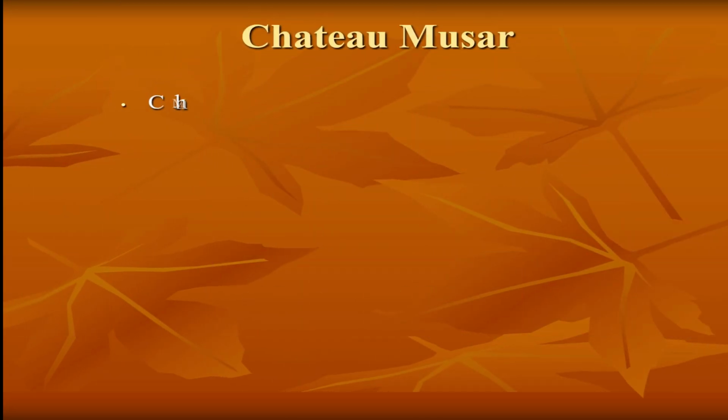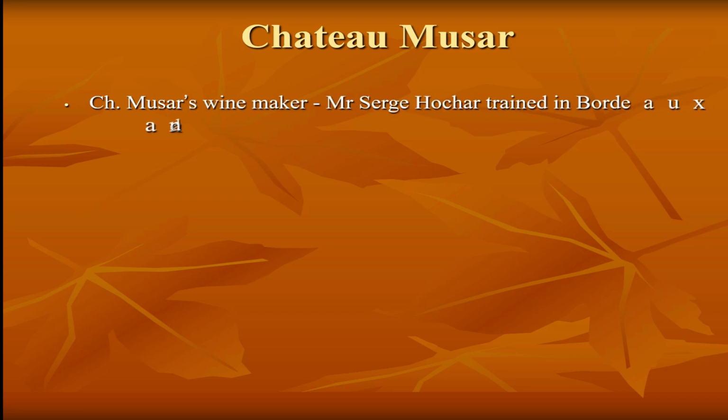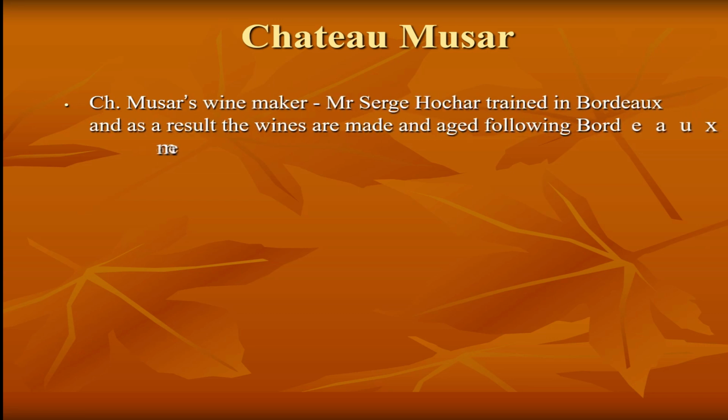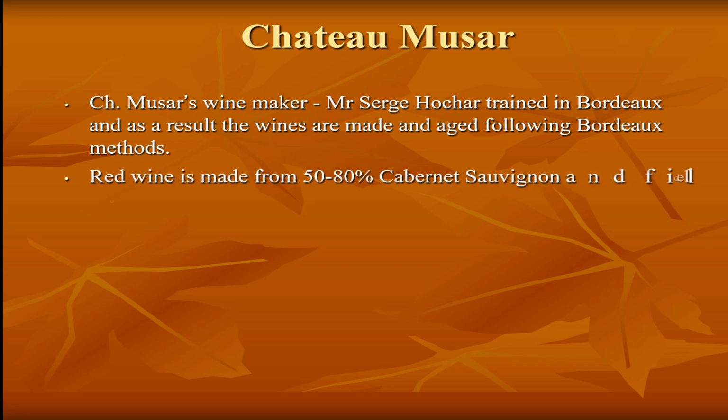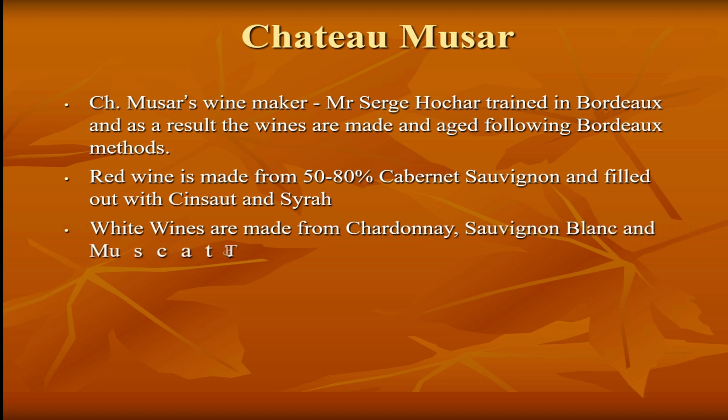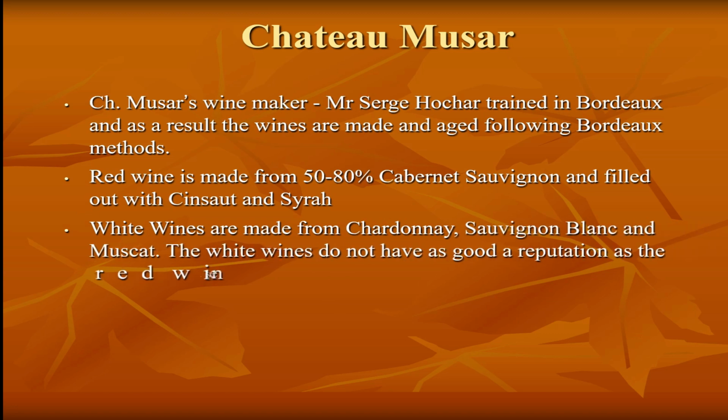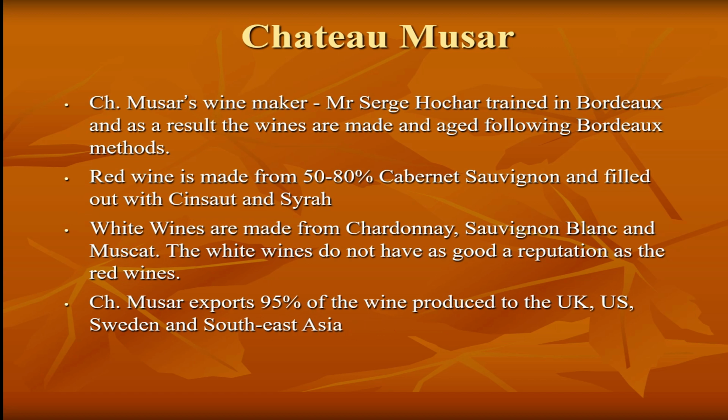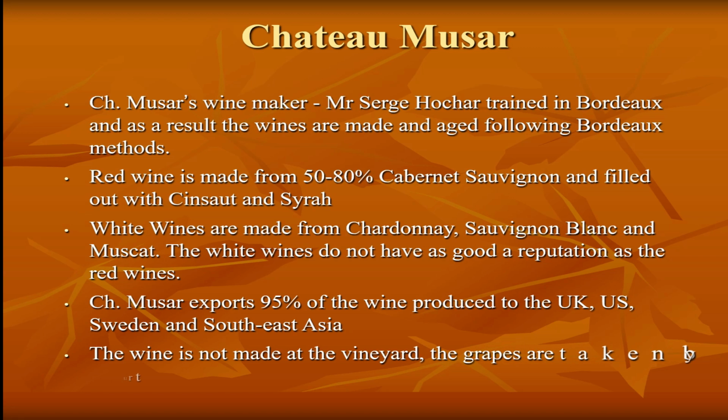Chateau Musar. Chateau Musar's winemaker, Mr. Serge Hochar, trained in Bordeaux, and as a result the wines are made and aged following Bordeaux methods. Red wine is made from 50 to 80% Cabernet Sauvignon and filled out with Cinsault and Syrah. White wines are made from Chardonnay, Sauvignon Blanc and Muscat. The white wines do not have as good a reputation as the red wines. Chateau Musar exports 95% of the wine produced to the UK, US, Sweden and Southeast Asia. The wine is not made at the vineyard; the grapes are taken by truck to a winery north of Beirut.